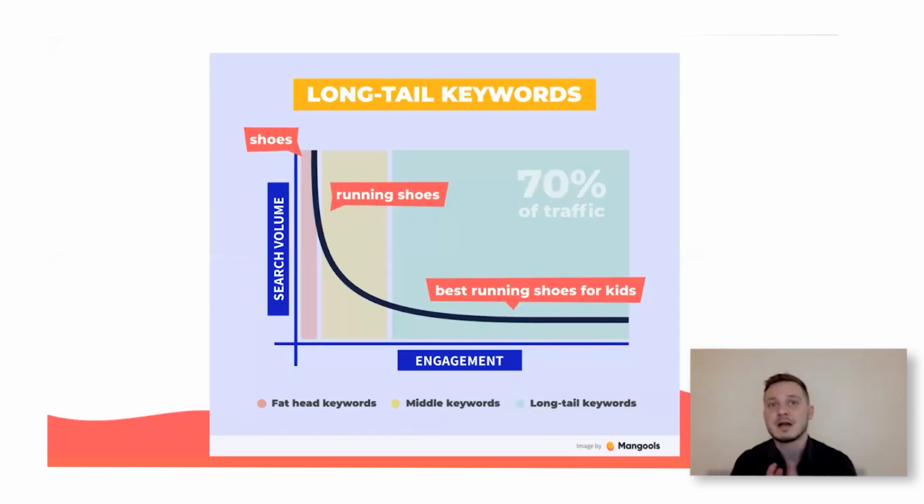So to sum up, there's a clear difference between those one-word search terms, such as shoes, and so-called long-tail keywords. A typical long-tail keyword, such as the best running shoes for kids, as you can see on the chart, usually consists of 3 or more words. It has a lower search volume, but usually also lower competition. That means that it's more specific, and then leads to higher engagement. So the conversion rates of those keywords are usually higher.